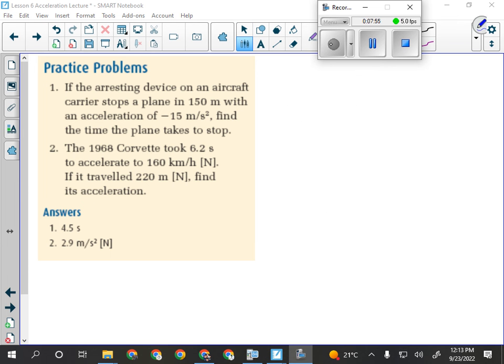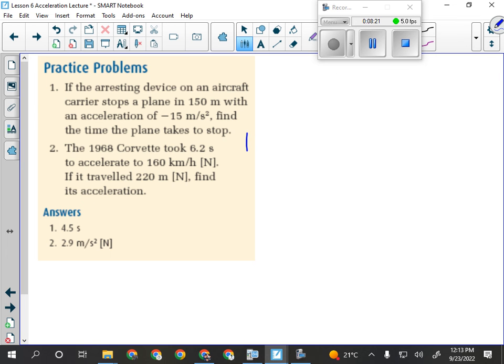So let's look at our second one here. We've got the 68 Corvette took 6.2 seconds to accelerate to 160 kilometers per hour. That's impressive, because how fast in miles an hour is 160? 100 miles an hour. There's a lot of cars that can't go from 0 to 100 kilometers an hour in 6.2 seconds. This was a powerful machine.